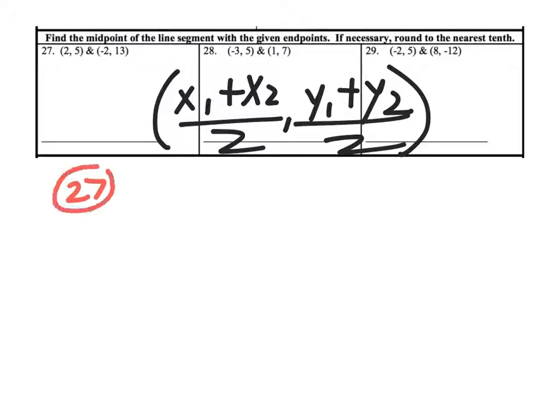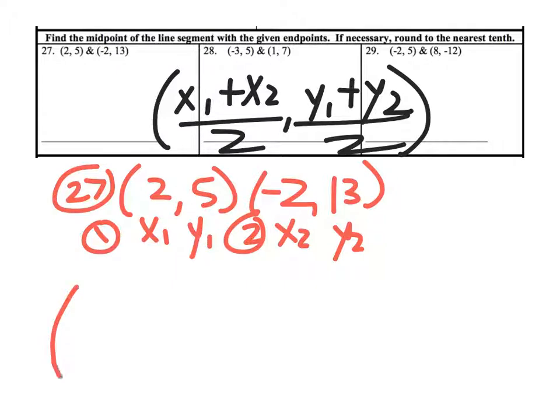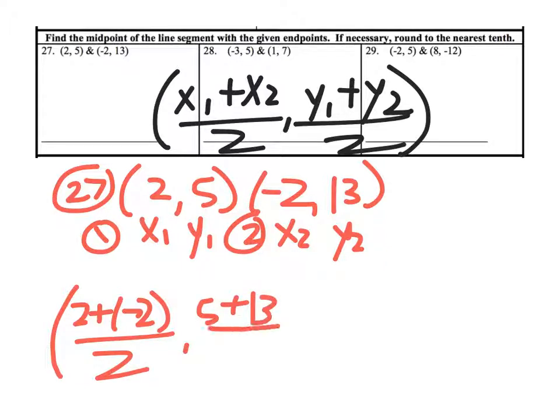We have 27. Your coordinates are 2, 5, and negative 2, 13. Remember, this is point 1, so we have x1, y1, point 2, so we have x2, y2. When I plug it into the formula, we're going to have 2 plus negative 2 divided by 2, and my y's are going to be 5 plus 13 divided by 2.